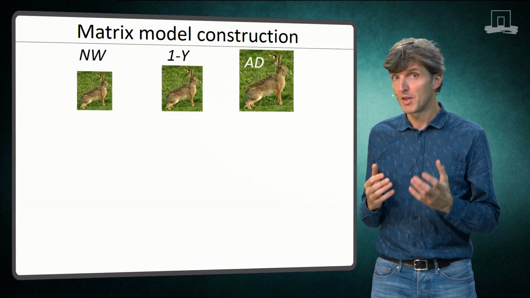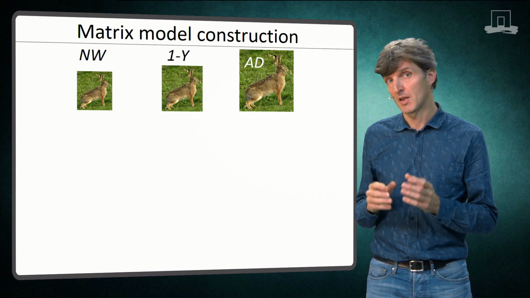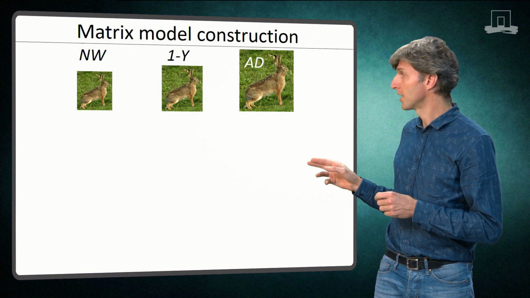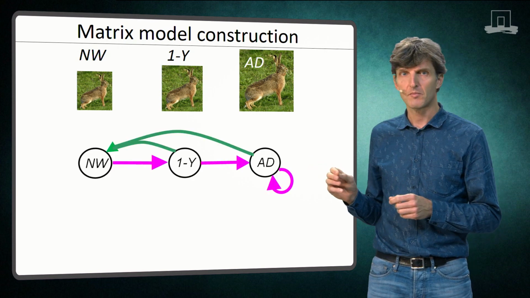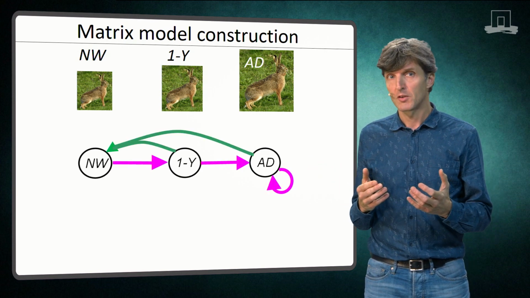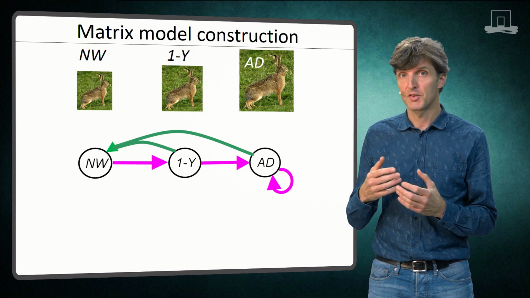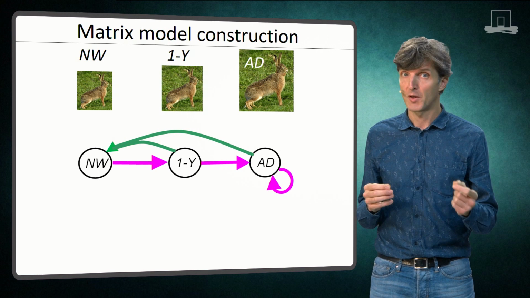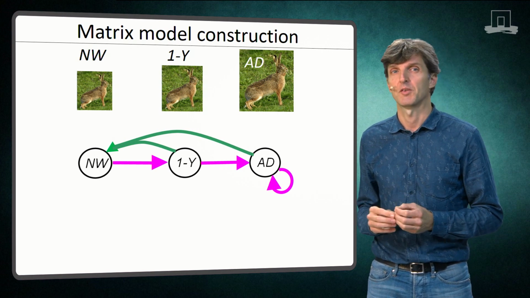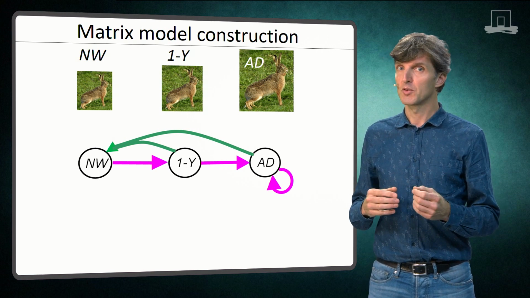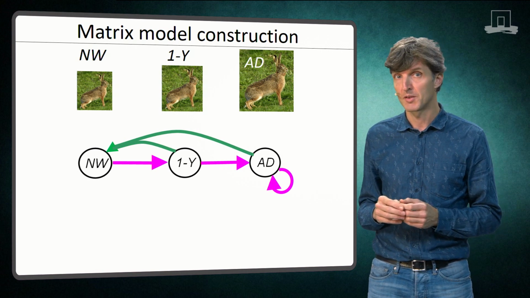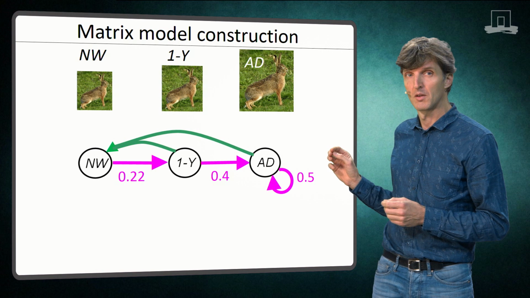Now let's construct a matrix model for an animal species, a hare. We use 3 age classes: newborns, 1-year-olds, and adults. Then we draw the life cycle with arrows representing transitions that take place within 1 year. Pink transitions are for survival and green for reproduction. Let's suppose that we observed survival during a field study, resulting in the following transition probabilities for survival over here.